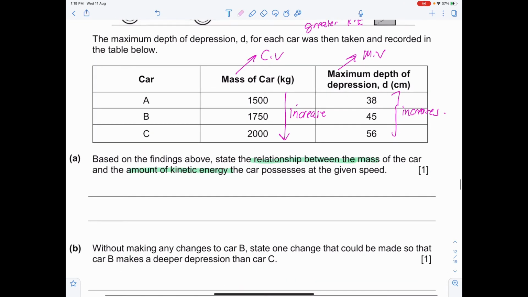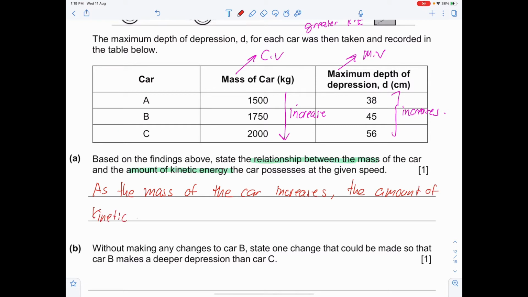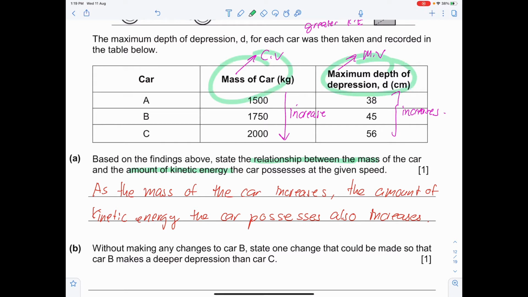So how would the answer look like? Okay, as the mass of the car increases, the amount of kinetic energy the car possesses also increases. So make sure you don't straight away jump to the graph, and just because the heading is like this, you follow the heading for the relationship question. That's not right. Read the question properly.